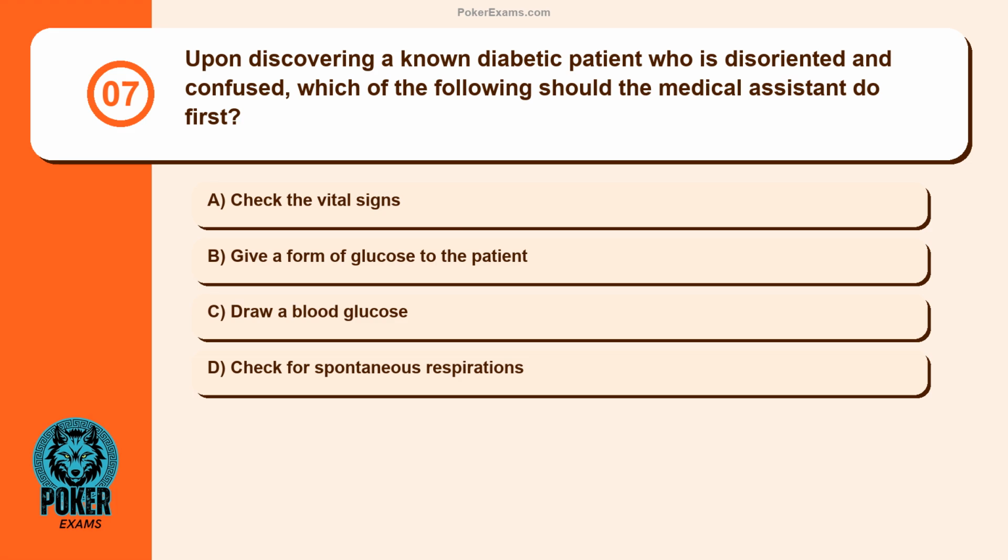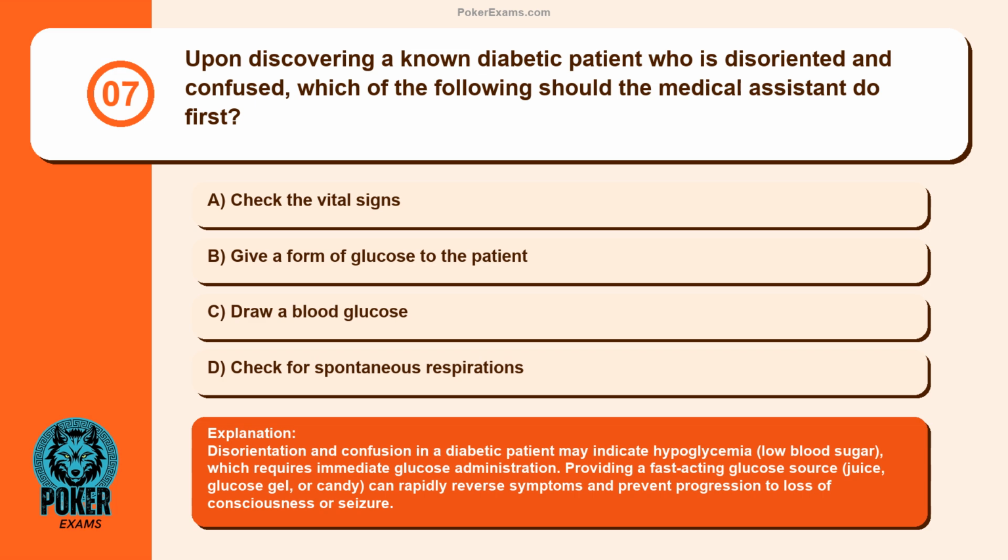Question 7. Upon discovering a known diabetic patient who is disoriented and confused, which of the following should the medical assistant do first? Check the vital signs. Give a form of glucose to the patient. Draw a blood glucose. Check for spontaneous respirations. Disorientation and confusion in a diabetic patient may indicate hypoglycemia, low blood sugar, which requires immediate glucose administration. Providing a fast-acting glucose source, juice, glucose gel, or candy can rapidly reverse symptoms and prevent progression to loss of consciousness or seizure.